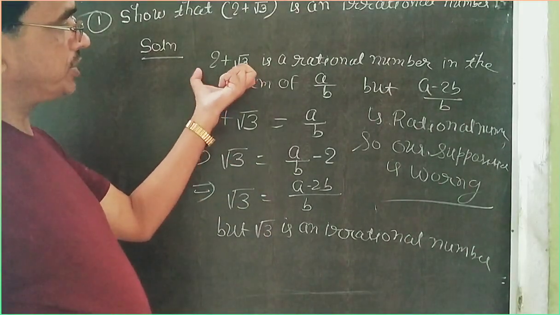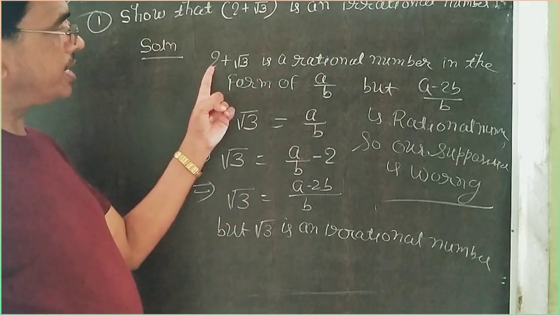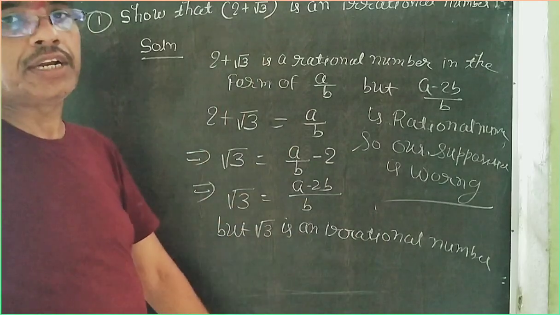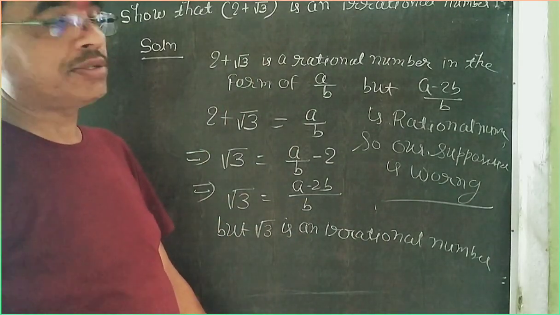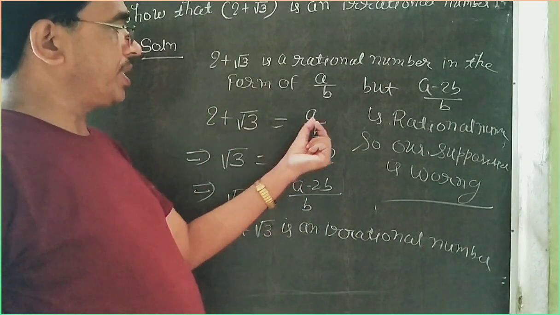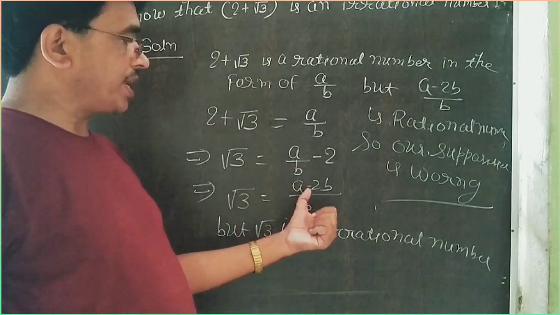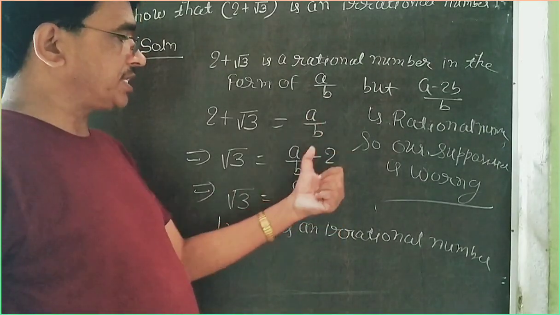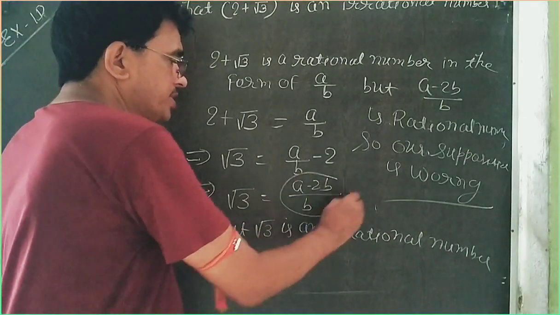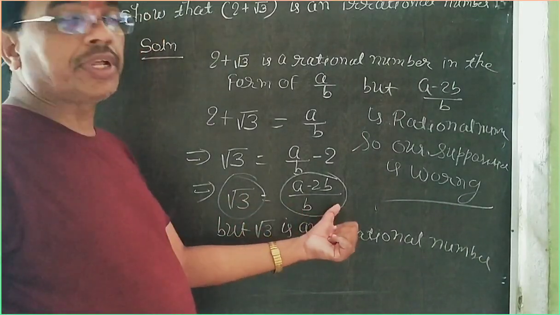Dear student, this type of question, where there is a combination of rational and irrational, you can solve by this method. Here clearly 2 is rational, but root 3 is irrational. And your question is the sum of a rational and an irrational, which is always irrational. You suppose that 2 plus root 3 is a rational number in the form of a by b. Then 2 is separated, here is root 3, and here is a minus 2b by b. Because a by b is rational and you separate a number, it is still rational. So root 3 is irrational, and an irrational is never equal to a rational.